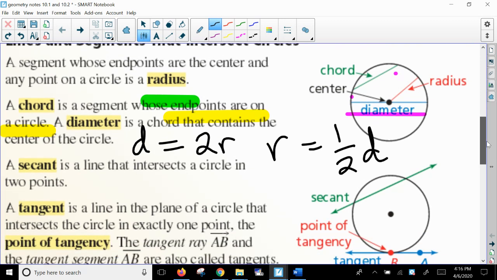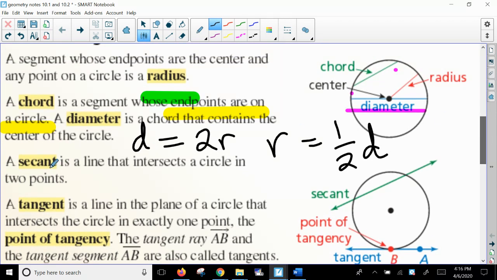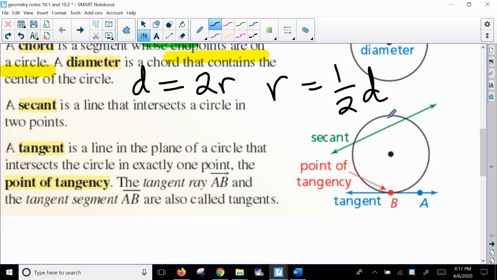Okay, let's roll. Secant. So that's a line that intersects a circle in 2 points. Remember, intersect means cross. So back up here to our diagram. Let me erase this stuff. So a secant, oh, I'm sorry, I should be down here. So see this green line right there? That's called a secant. It only touches the circle in 2 spots. Bam, bam. So that's a secant. The tangent is a line that only touches the circle at 1 point. So see that blue line there? That's a tangent line. And the point where the tangent line touches the circle is called the point of tangency. So point B is our point of tangency.